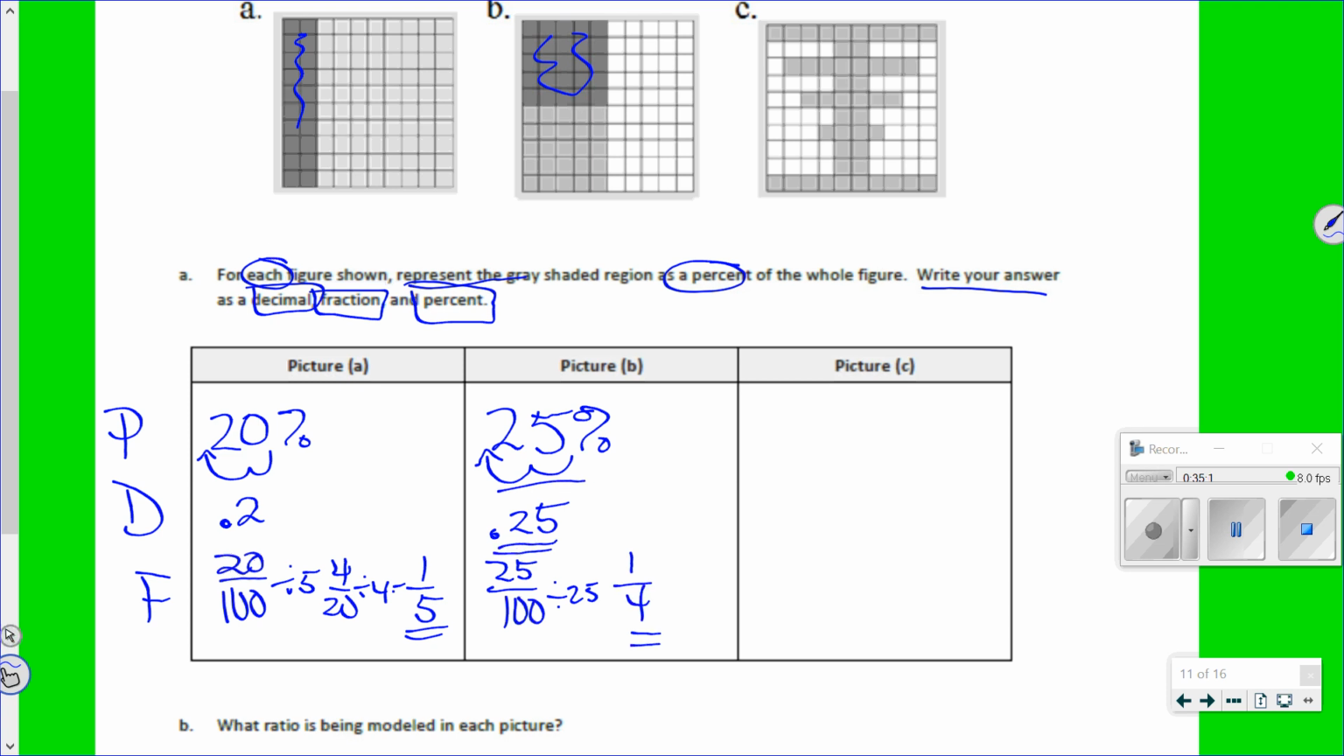I've been underlining all my answers, sorry. And picture C, this one might take you a minute to count the gray boxes. Wait, but I thought we were counting the dark first. They don't have the super dark, so we're just going to do the gray.